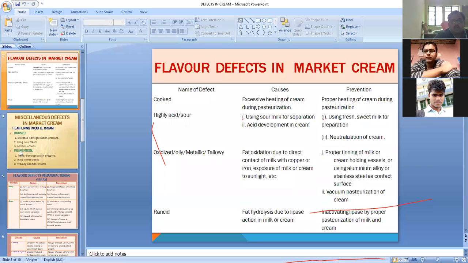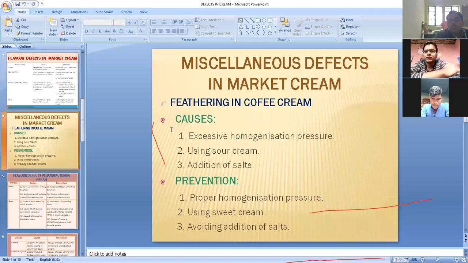Another one is miscellaneous defects in the cream. You already know that when you go to a coffee shop, they use cream for tea or coffee. So feathering is one of the defects in coffee cream. We have already discussed the different classification of cream. Feathering is one of the defects which comes into the coffee cream.